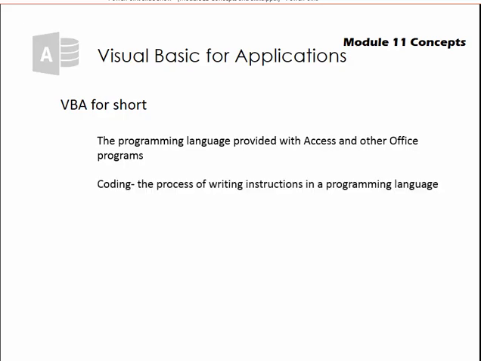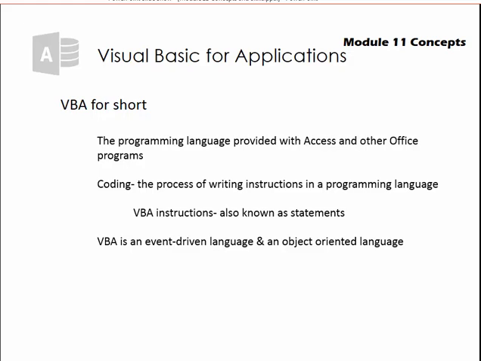When working with VBA, you'll be coding. This is the process of writing instructions in a programming language. These statements instruct Access what to do and when to do it. VBA instructions are also known as statements. When coding, you'll write out statements that will be carried out by Access.